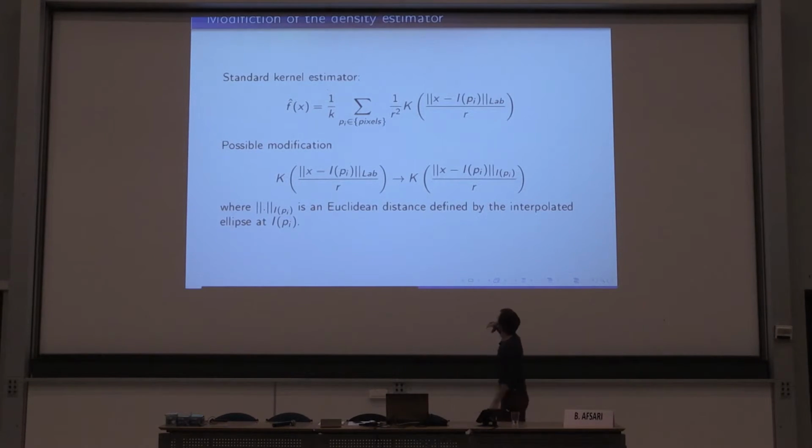So first, this is a standard Euclidean kernel density estimator using the LAB distance, and we could be tempted to replace what's inside the kernel by a local distance when the distance between x and I of pi is small. And this assumes, of course, that the ellipses have been interpolated to have some scalar product in any point of the space.